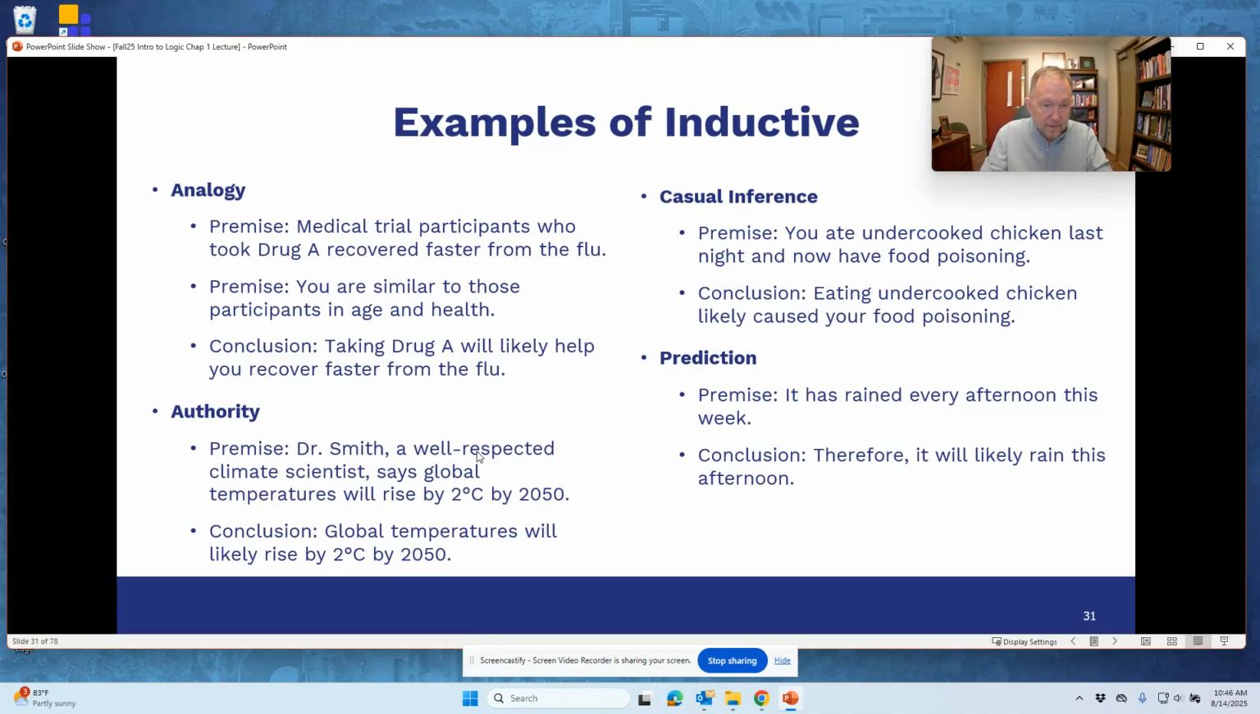Authority: Dr. Smith, a well-respected climate scientist, meaning that his peers respect him, says global temperatures will rise by 2°C by 2050. Conclusion: global temperatures will likely rise by 2°C by 2050. Now, we've not been through climate change before as a species, so we are using models based on science that make sense to us, and there's every reason to have confidence in Dr. Smith's prediction, but we don't know it for 100%.